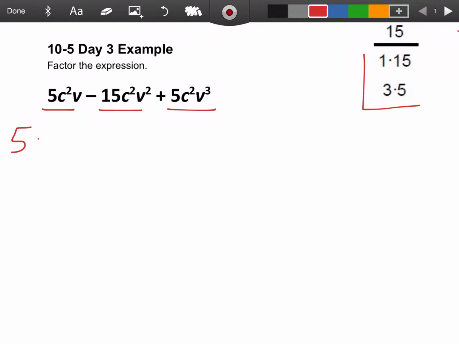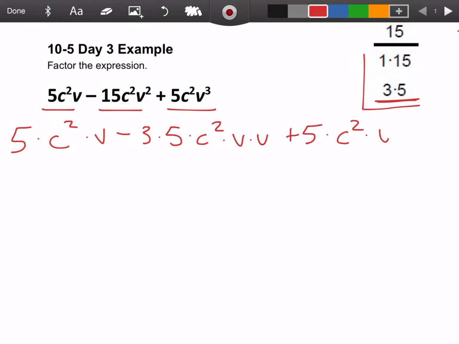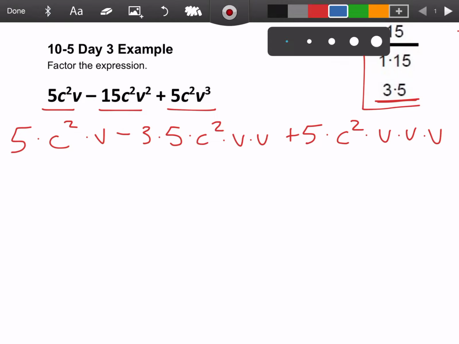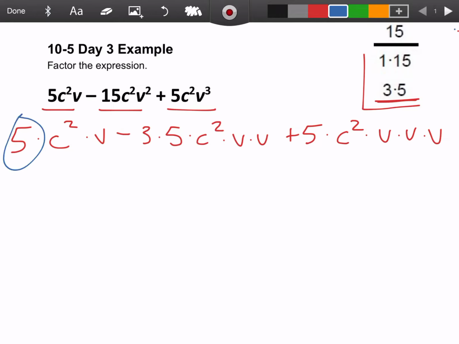the numbers here. So here I'm going to write it out in expanded form, 5 times c squared times v, minus, I'm going to go 3 times 5, I'm going to split that up because of my factors over here, times c squared times v, plus 5 times c squared times v times v times v. So now that I have them all expanded, now I can circle what's in common.